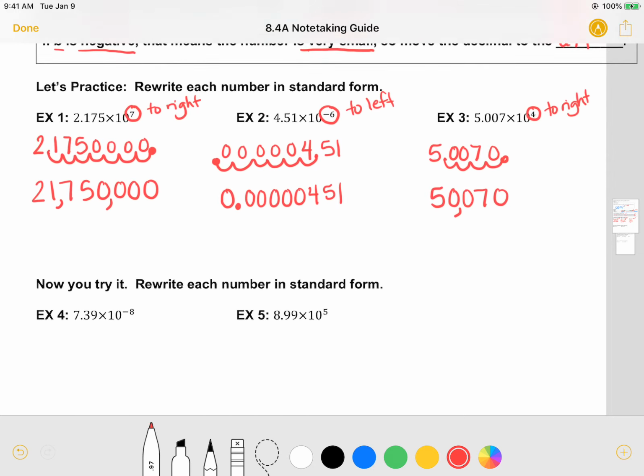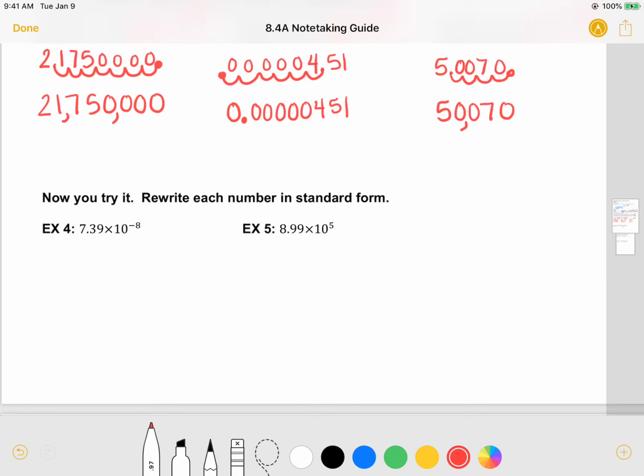Okay? What I want you to do is try it on your own. So I want you to go ahead and pause the video. I want you to try example 4 and 5. You're going to write the number in scientific notation. You're going to take it and rewrite it in standard form. When you're ready to check your answer, go ahead and resume playing on your video, and we'll talk about what the answer should be for examples 4 and 5.